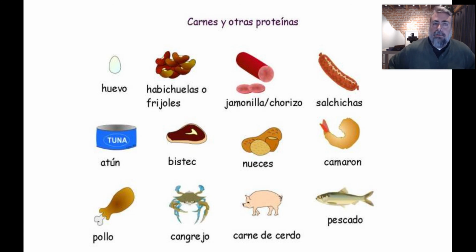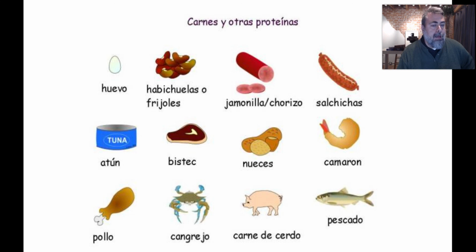Atún. Atún is tuna. And just for funsies, if you go into a Latin market, you may actually find something called tuna. Tuna, though, is a prickly pear fruit. So tuna is a prickly pear fruit. The fish, tuna fish, is atún. Bistec is another Anglicism from beef steak. So bistec is a steak. Nueces are nuts. Camarón, pollo, cangrejo.